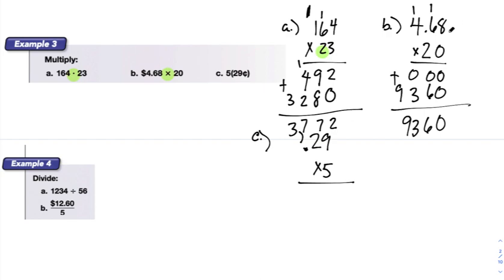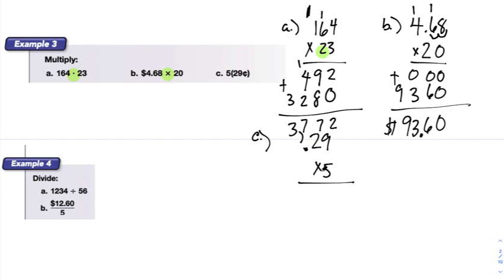9,360. But wait, I didn't account for the decimal place. So I've got 2 decimal places in one of the factors that I'm multiplying. So then I'm going to repeat that here in my answer, and I see that the answer to that is $93.60 if I were multiplying $4.68 by 20.